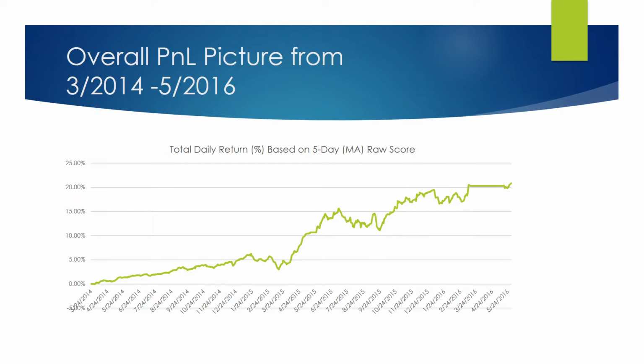Here's the overall P&L picture from March 2014 up until May 2016. There's a positive uptick. There aren't very many drawdowns, hardly any drawdowns. And so we see good predictability from the 5-day moving average of the raw score.